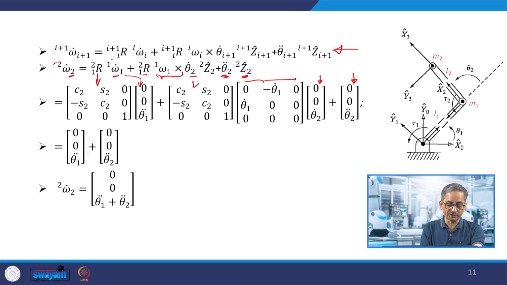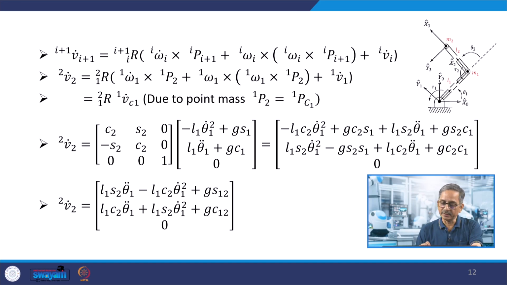Okay. You can just check. So, this is what I am going to get, that is 0, 0, theta 1 double dot plus theta 2 double dot. And as I said, this is intuitive also. So, you can just visualize that the angular acceleration of the second link is going to be this one. Okay. Next, let us look at what happens to the translational acceleration of the second frame.